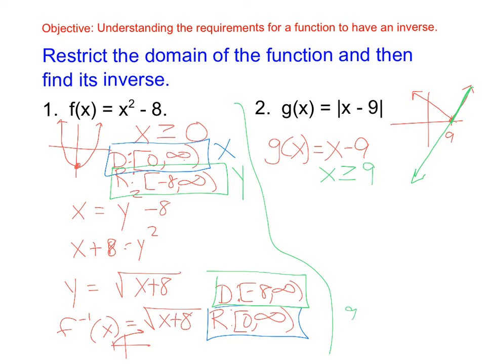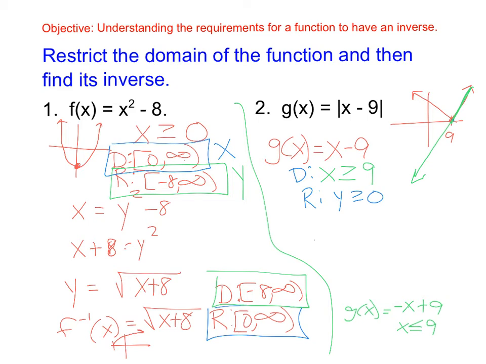We also could do g of x is negative x plus 9, where x is less than or equal to 9. So you have an option of how you want to restrict it. The process for solving is the same. So let's see. So this is my domain is greater than 9. My range, sorry, I just go back and forth with these a lot. So y is greater than or equal to 0.